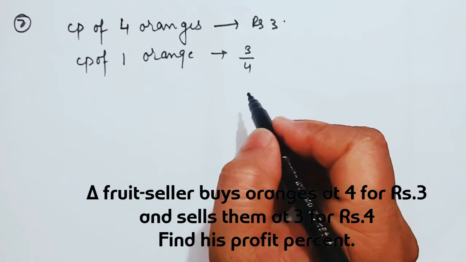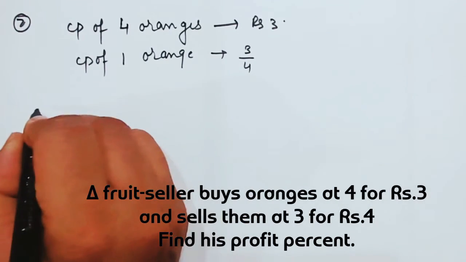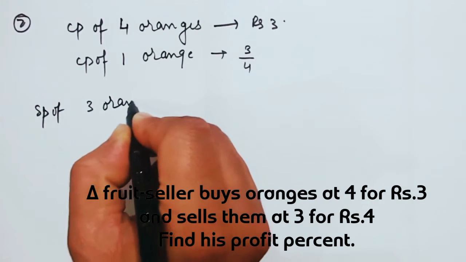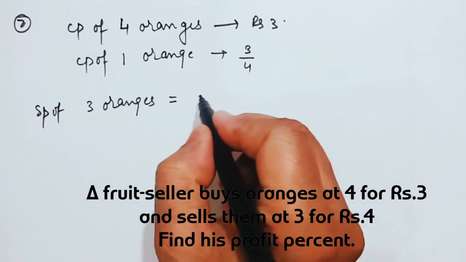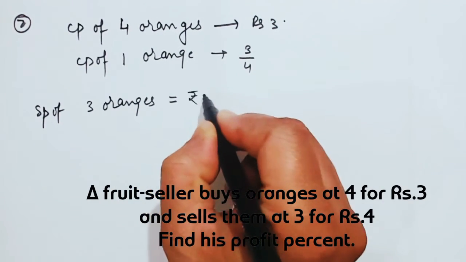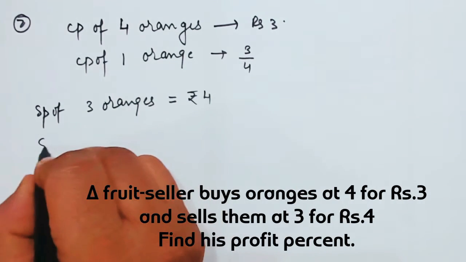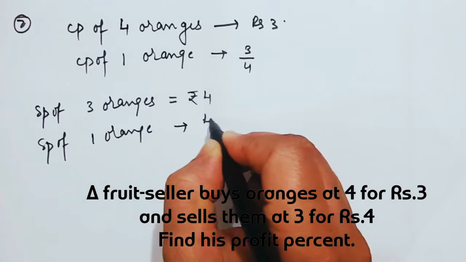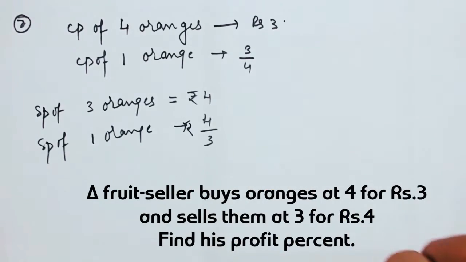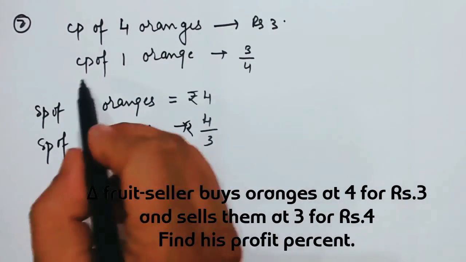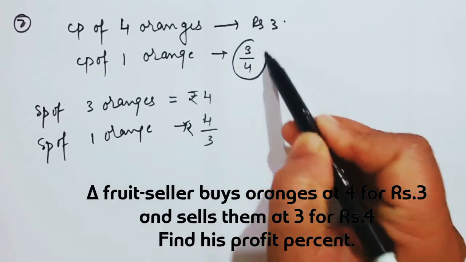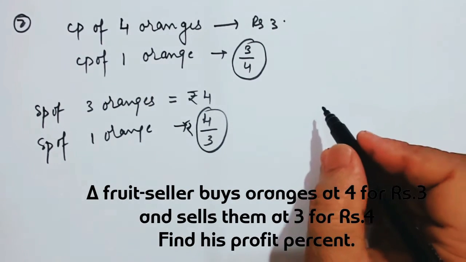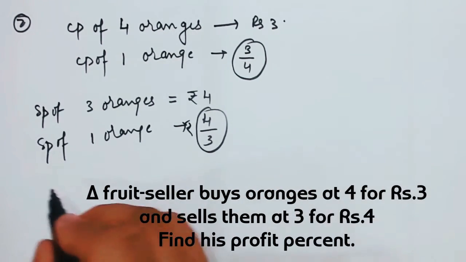Now, he sells them also, but at a different rate. The selling price of 3 oranges is rupees 4. So the selling price of 1 orange will be 4 by 3. Simple calculation. So the cost price of 1 orange is rupees 3 by 4 and the selling price of 1 orange is 4 by 3. Therefore, naturally there will be gain.